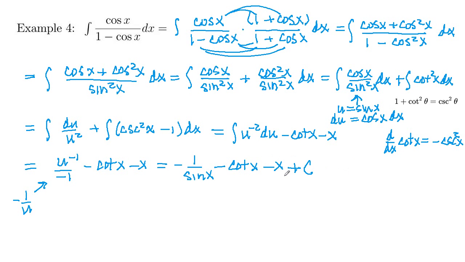All our integrating's done. And then our negative 1 over sine x, we could write that as cosecant x. So negative cosecant x minus cotan x minus x and plus a constant. And we got it.